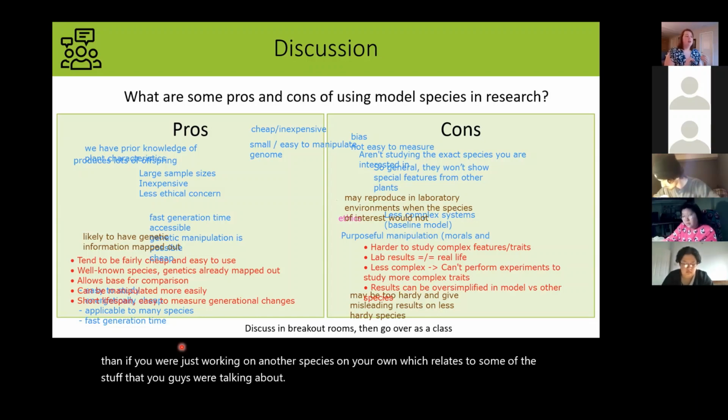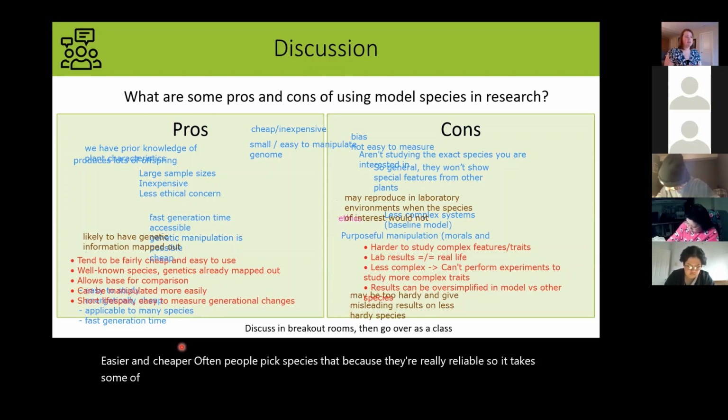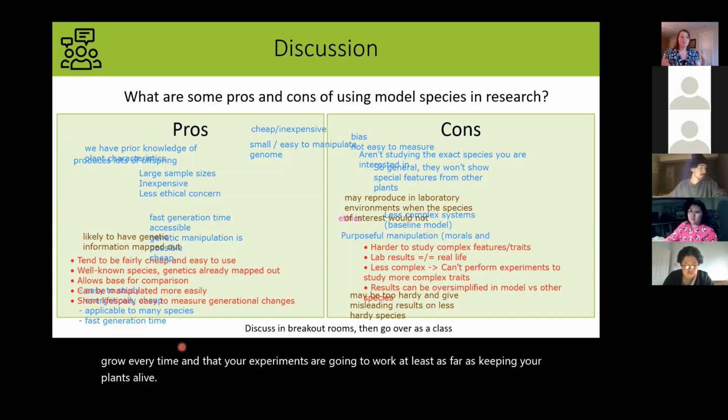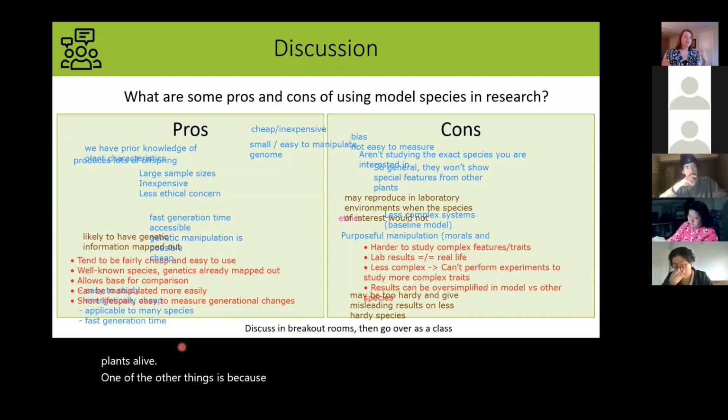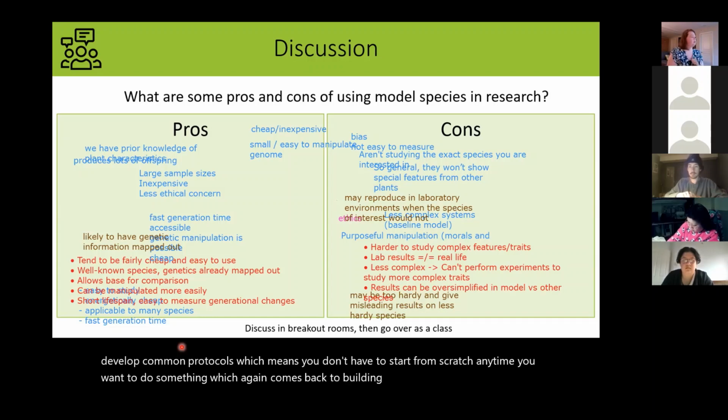Easier and cheaper. Often people pick species because they're really reliable, so it takes some of the risks away of doing research if you can depend that your plants are going to grow every time and that your experiments are going to work, at least as far as keeping your plants alive. One of the other things is because there's lots of people working on something, you can develop common protocols, which means you don't have to start from scratch anytime you want to do something, which again comes back to building off of other people's research.